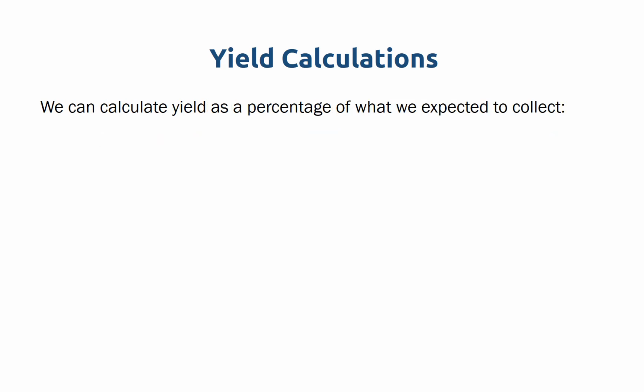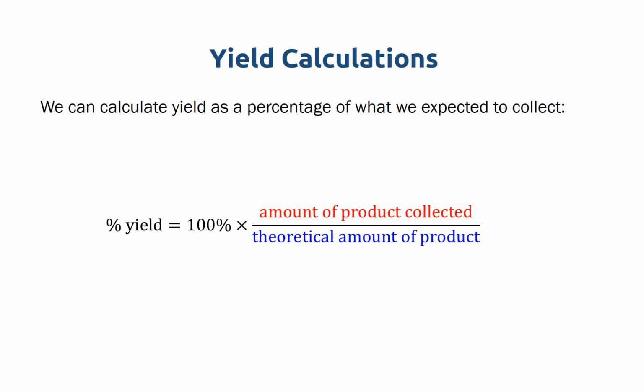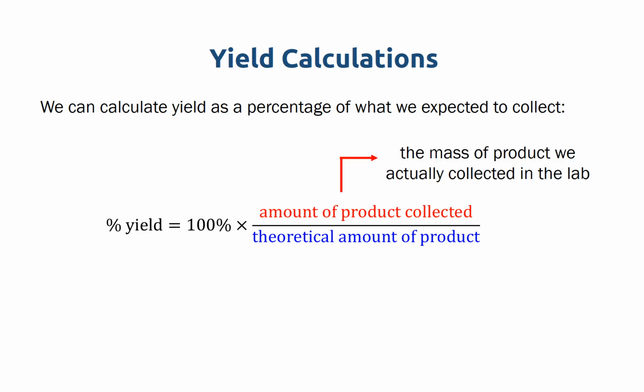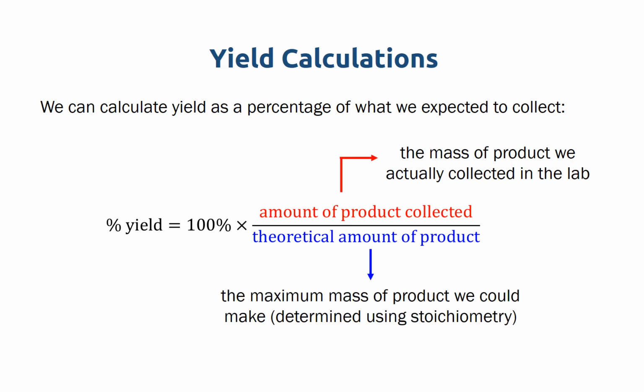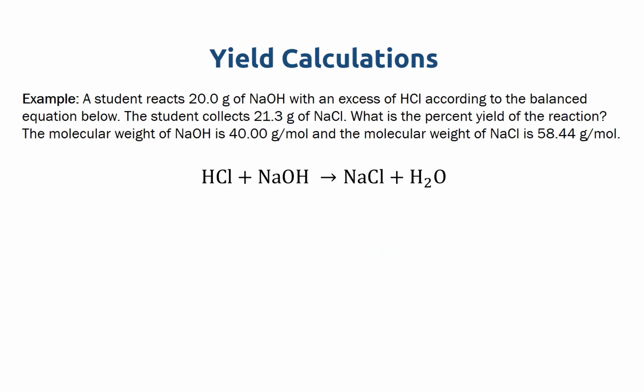That's why we calculate yield as a percentage of what we expected to collect. So this equation looks like this. The percent yield is 100% times the amount of product collected divided by the theoretical amount of product. So the amount of product collected is the mass of product that we actually collected in the experiment, whereas the theoretical amount of product is the maximum mass of product that we could have made. And this is something that we determine using stoichiometry. So let's look at an example.